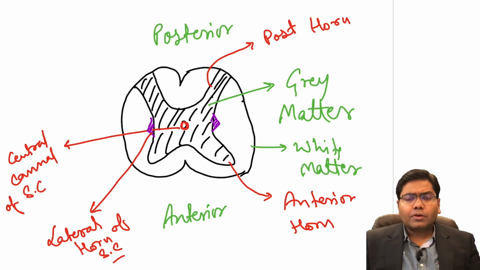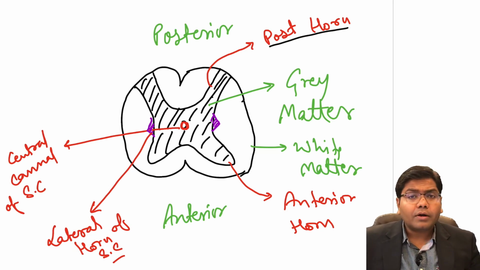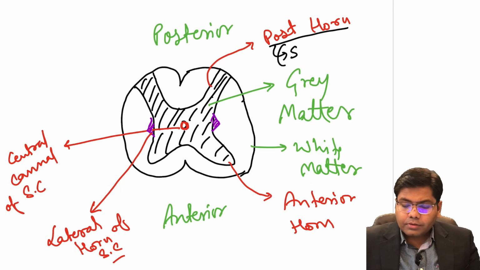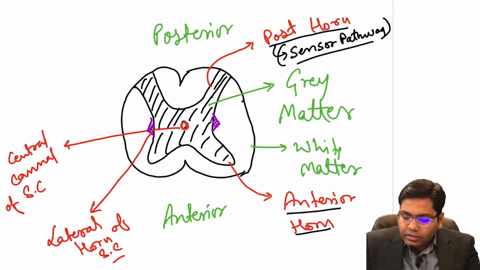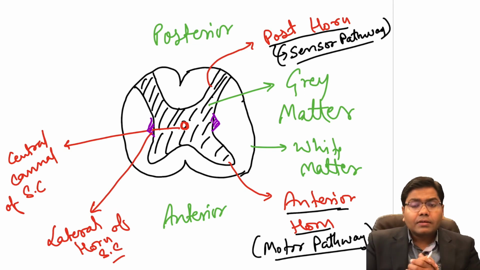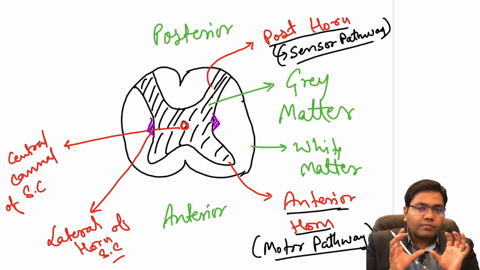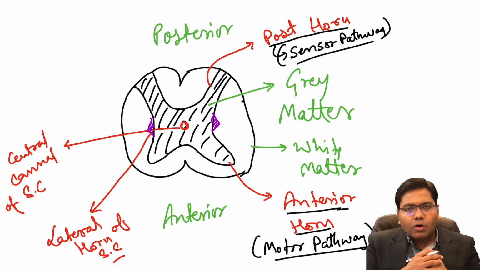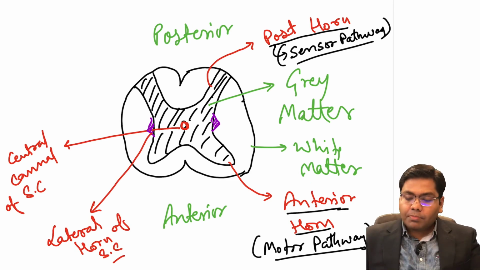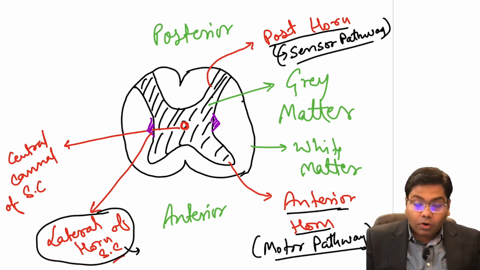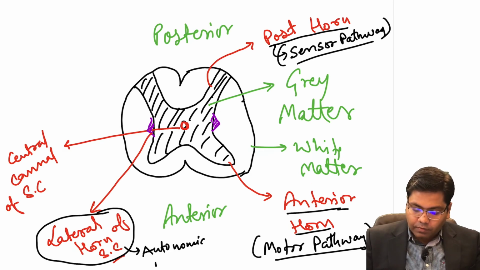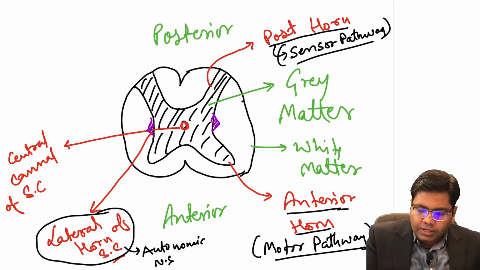In very brief, let me tell you, the posterior horn of the spinal cord has nuclei for the sensory pathway. The anterior horn has nuclei for the motor pathway. So the anterior horn is for the nuclei of the motor pathway, and the posterior horn is for the nuclei of the sensory pathway. You have to remember this. And what about this lateral horn? The lateral horn has the nuclei for the autonomic nervous system.